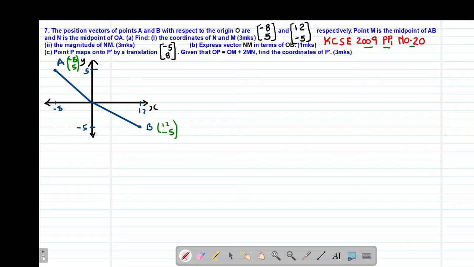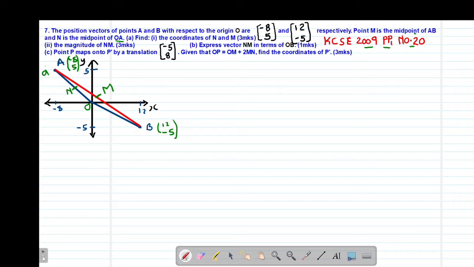Then we are told that M is the midpoint of AB. If this is O, remember this is the origin point O. So we need to connect points A and B by a straight line, which we are calling the line AB. Then you are told that M is the midpoint of AB. So M is somewhere here, the midpoint. This is our point M. Then we are further told that N is the midpoint of OA. Remember, OA is this line, so its midpoint could be somewhere here. This is our point N, which is the midpoint of OA.